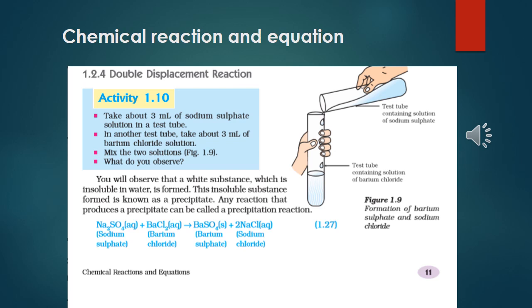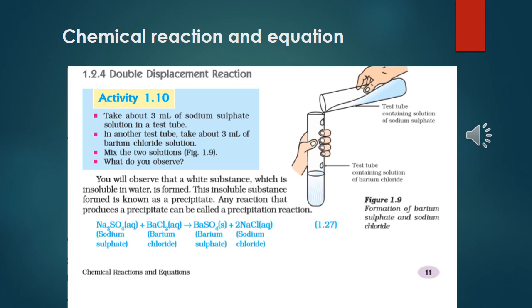Till now we have discussed different types of chemical reaction. We discussed combination reaction and decomposition reaction. We also discussed the different types of decomposition reaction: thermal decomposition, electrolysis decomposition, and photolysis decomposition. In our last video we discussed displacement reaction, but that was single displacement reaction, and today we are going to know about double displacement reaction.